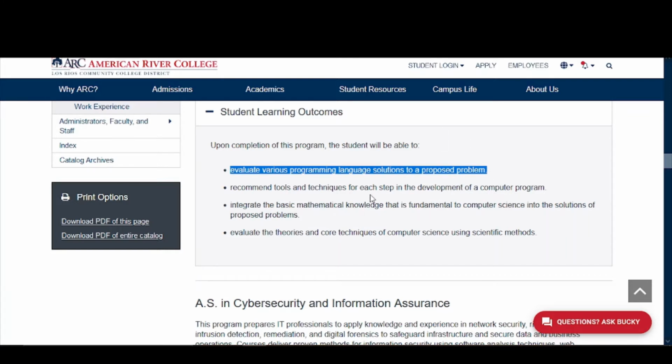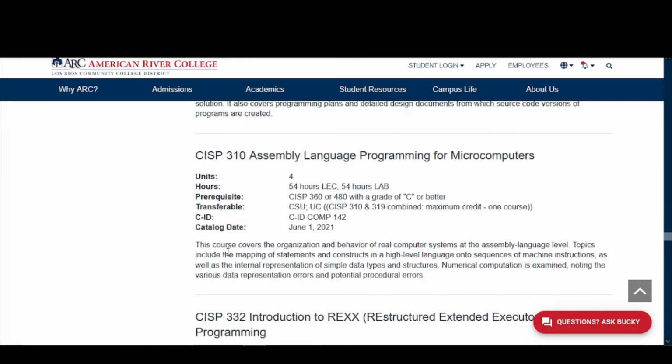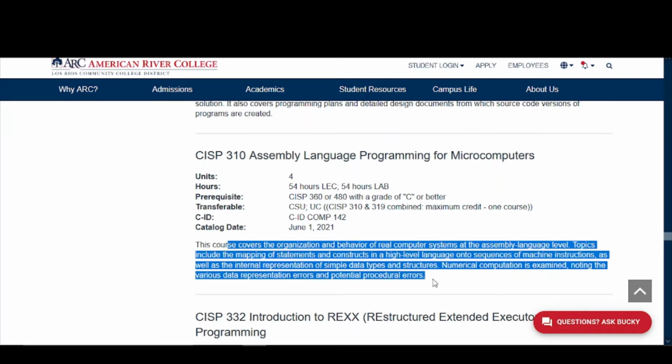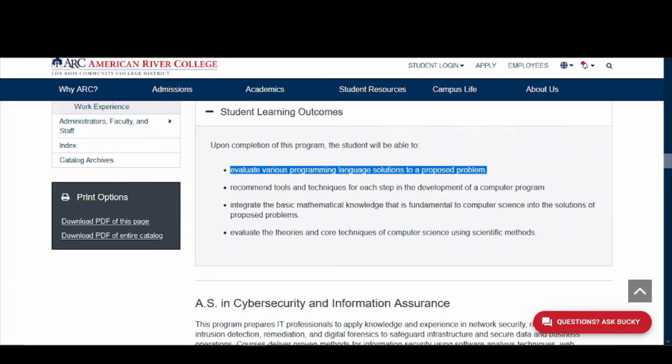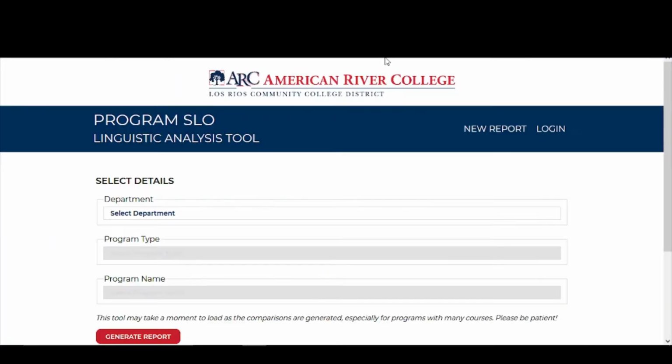You'll look at some of these and say, okay, if one of these things here involves a certain number of synonyms for words in this, it's pretty likely that it can resolve this student learning outcome. And so that's what this program does.